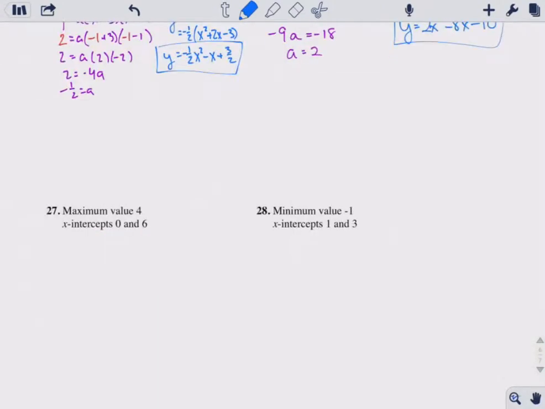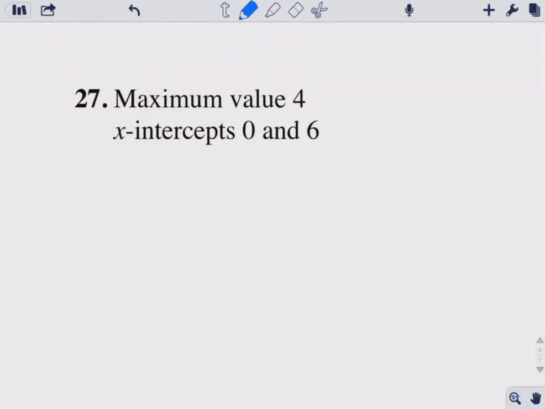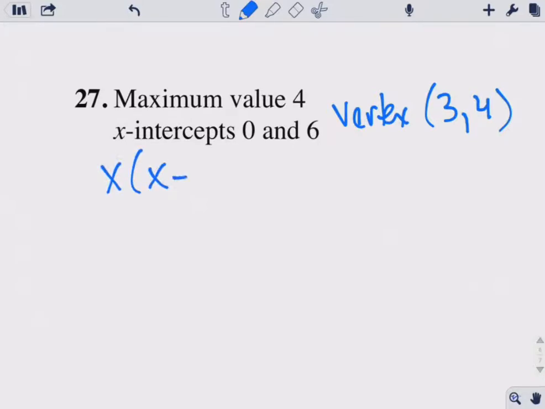Okay, last two problems. Our vertex for this problem is 3, 4. Halfway between the x-intercepts, 0 and 6, is 3. Max value is 4. So my x-intercepts give x times x minus 6. You have an a, that equals y.